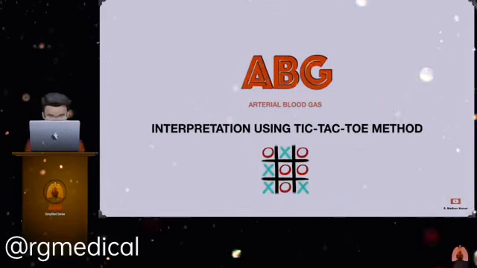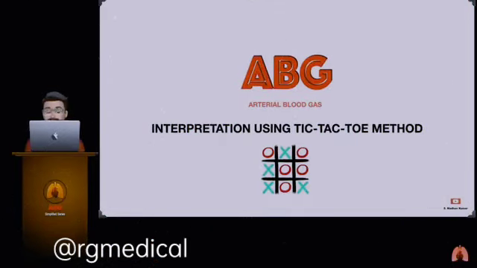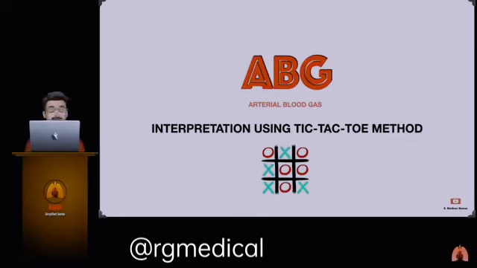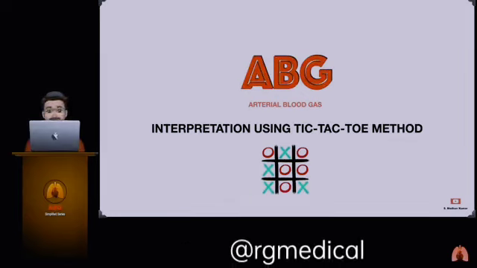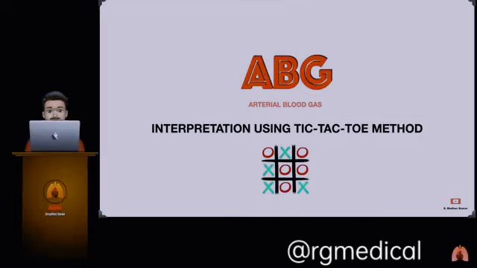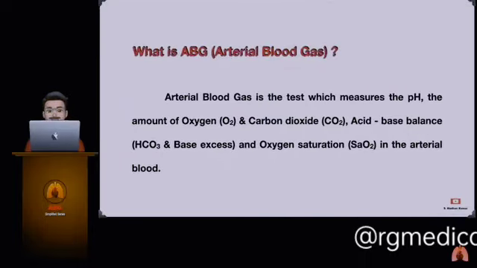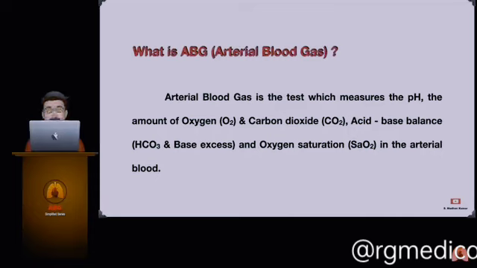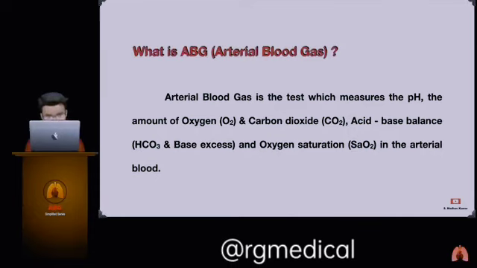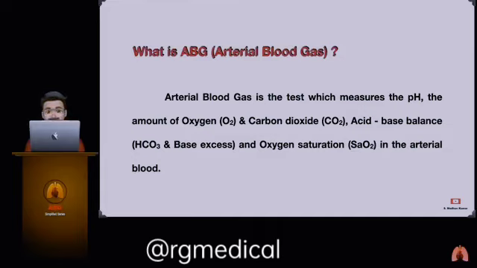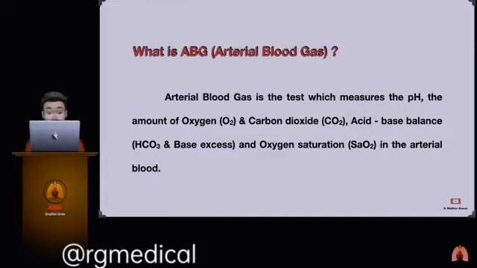Hello everyone. Today we are going to see how to interpret arterial blood gases using the tic-tac-toe method. Arterial blood gas is the test which measures the pH, the amount of oxygen and carbon dioxide, acid-base balance and oxygen saturation in the arterial blood.